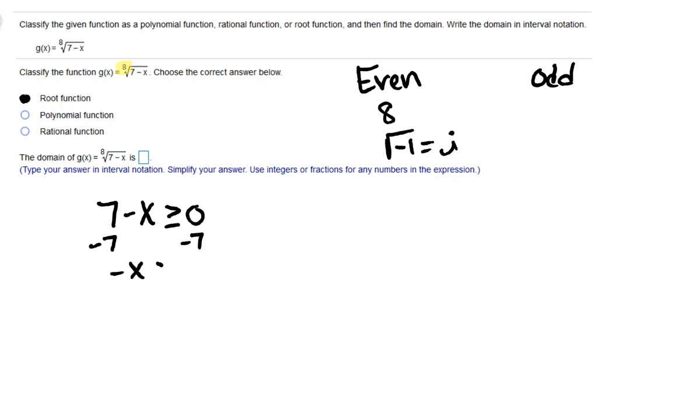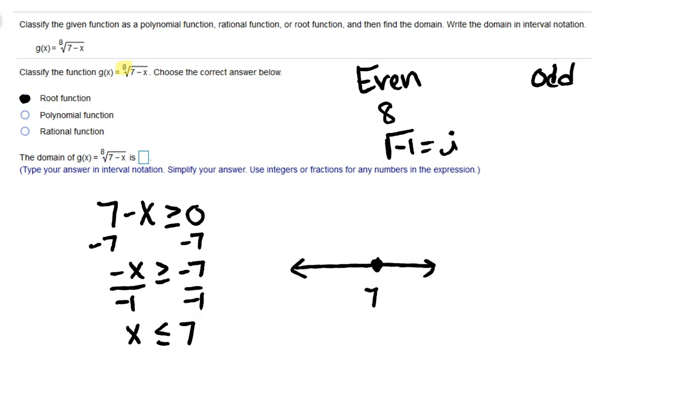Subtract 7 on both sides. And to get x by itself, I would divide by -1. And when I divide an inequality by a negative, I need to reverse the inequality symbol. So it changes from a greater than or equal to a less than or equal to. So that gives me x is less than or equal to 7. If I were to put that on the number line, I would mark out that 7 and put a filled in dot on the 7, and I would shade to the left of 7 because that's less than 7.